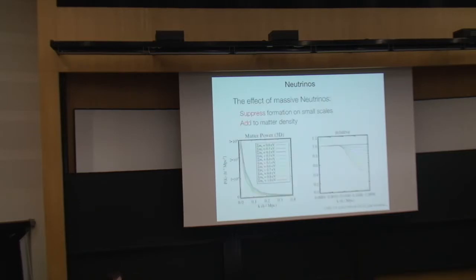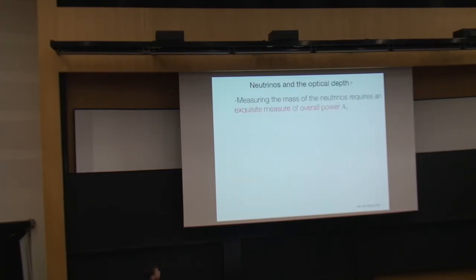And so what do neutrinos do? Well, foremost, they suppress the formation of small-scale structure, and they add to the matter density. To illustrate that, there are these 2 plots where I show the matter power spectrum for various masses of neutrinos. Again, the takeaway here is that the relative suppression of small-scale structure requires an exquisite measure of the overall power of fluctuations, which is measured by AS or sigma 8.